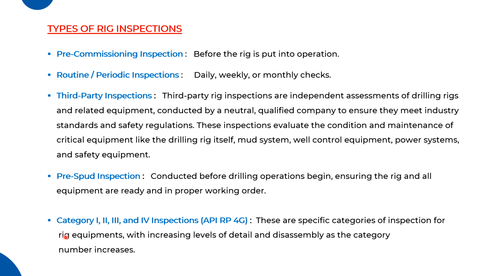Now the next one is category. In short, in the rig it is called cats. Okay, cat 1, cat 2, cat 3 and cat 4. This is a kind of inspection of the rig equipment, and as the number increases, the inspection of the equipment will be more thorough. A deeper inspection will be conducted as the number increases from 2 to 3, 3 to 4, the deeper and more thorough the inspection will be.